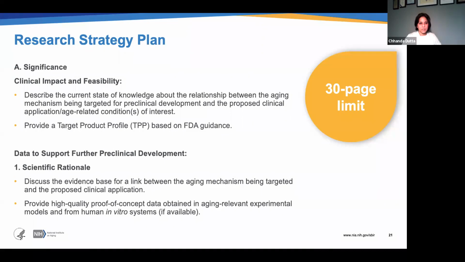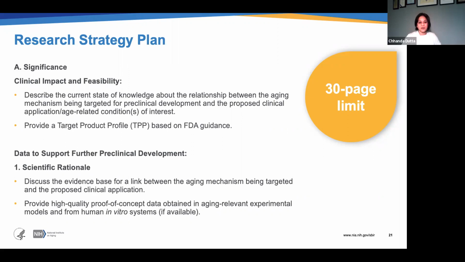Research strategy plan: significance, clinical impact and feasibility, and data to support further preclinical development, scientific rationale. So we want to take some time to go through the research strategy section of your U44 application. And one thing I want to direct your attention to is there was a mistake in the RFA. It failed to mention that we actually have a 30-page limit for the research strategy section and not a 12-page limit.